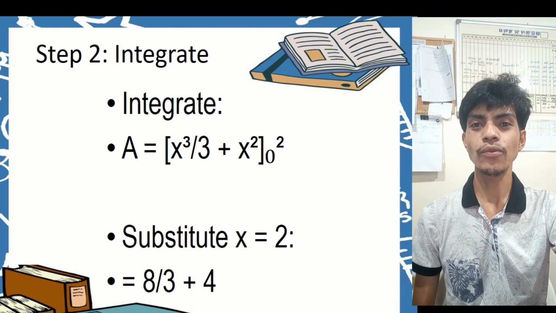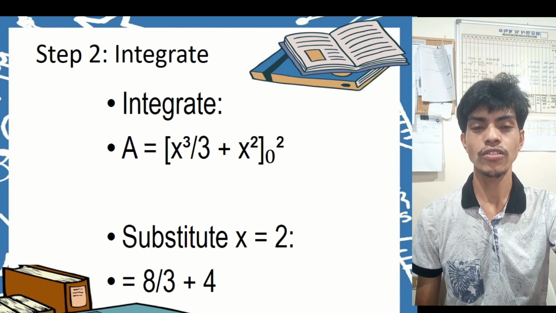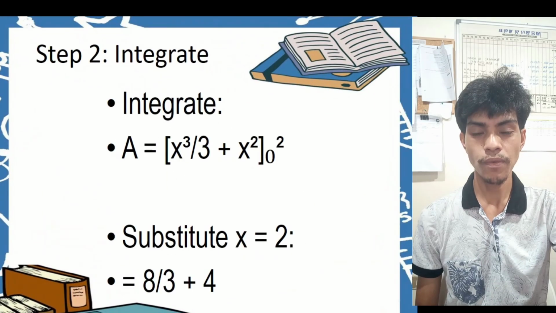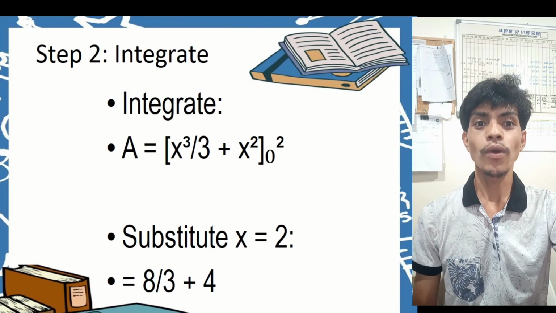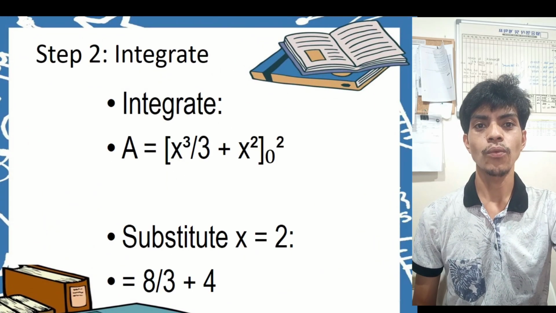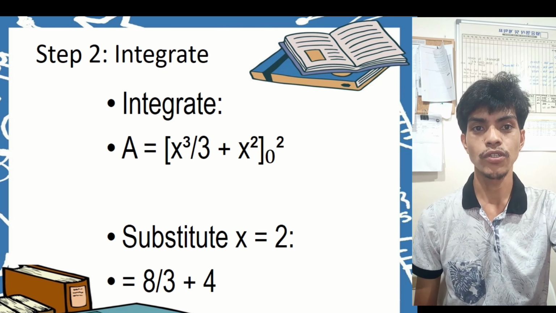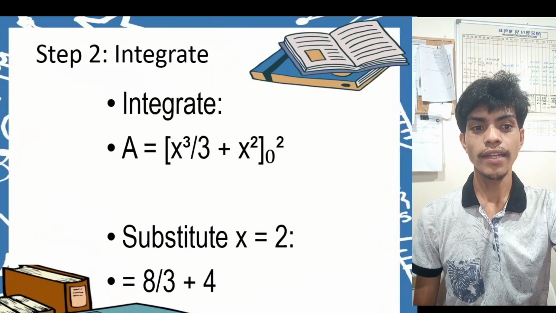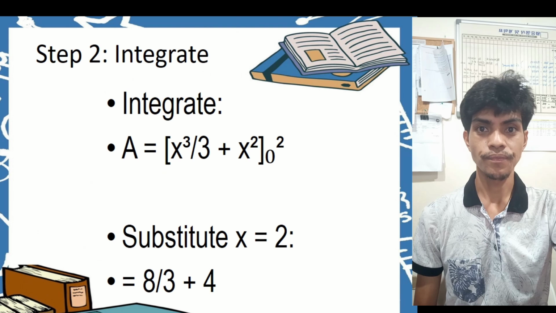Now, step 2 is integrate. Integrate each term. The integral of x squared is x cubed over 3, where we raise the power and divide by the new power. So we have x cubed over 3 plus x squared, from 0 to 2.